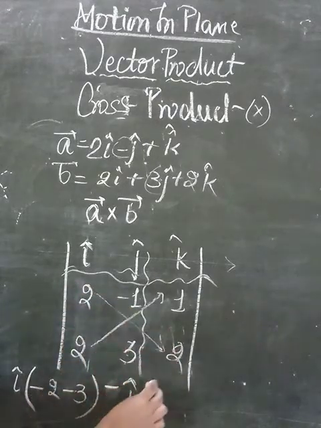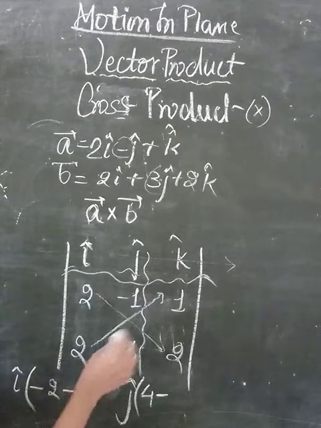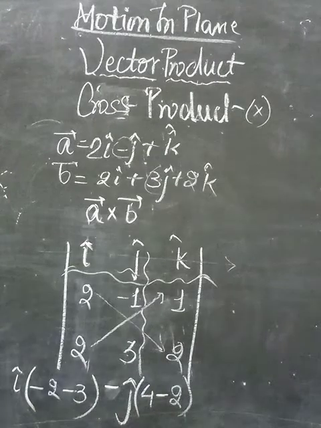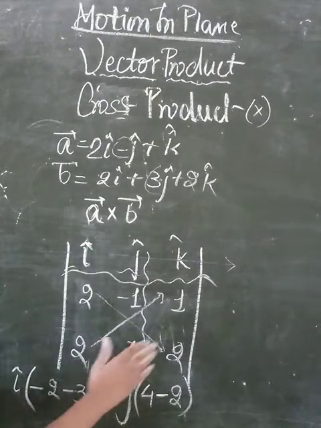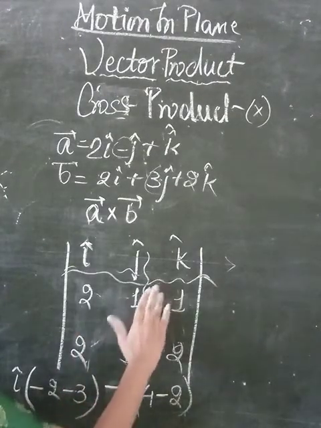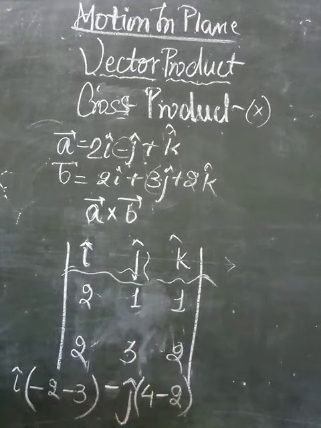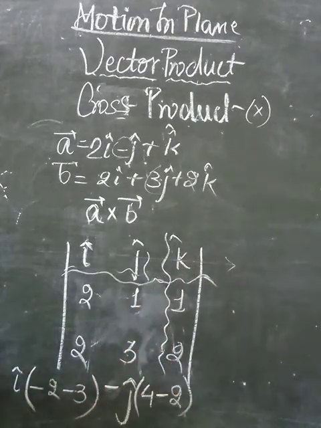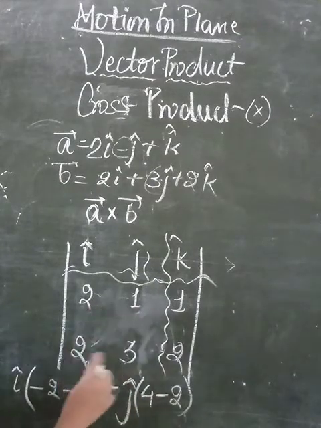So 2 into 2 will be 4, and the minus sign will be there, and 2 ones are 2. Okay, so the j product is also done. Now we will be using the k row. So we will be eliminating the k row and the k column. The row is the same for i, j and k. On deleting this row, what is remaining of this? That's 2, 1, 2, 3.